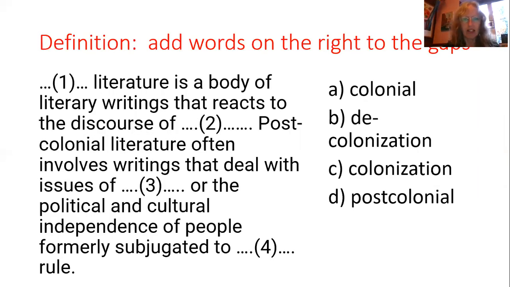The first task is this one. So here is a definition of post-colonial literature. And there are 4 spaces. In those 4 spaces, 1, 2, 3, 4, you have to put the 4 words on the right, A, B, C, D. Okay, so pause the video. I think you need about 5 minutes for this. You can do it in pairs. Pause now.